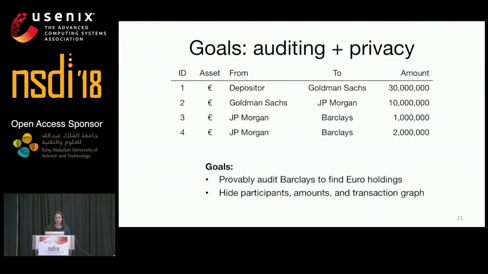In our example, we want to provably audit Barclays to figure out how many euros it's holding. And the answer should be 3 million. It's received euros in 2 different transactions totaling 3 million. But we want to achieve this while hiding the participants, the amounts in the individual transactions, and the transaction graph.